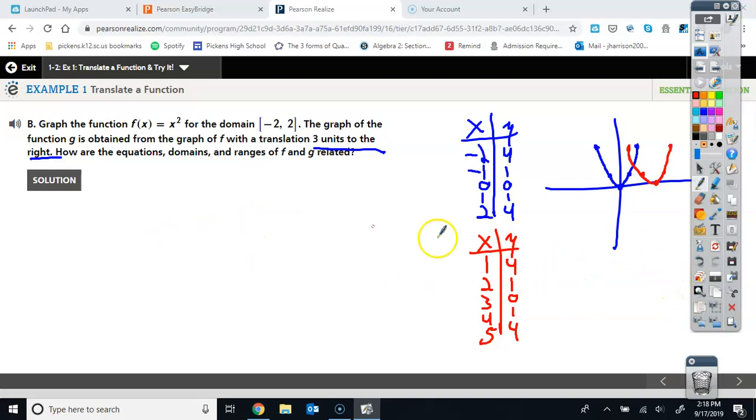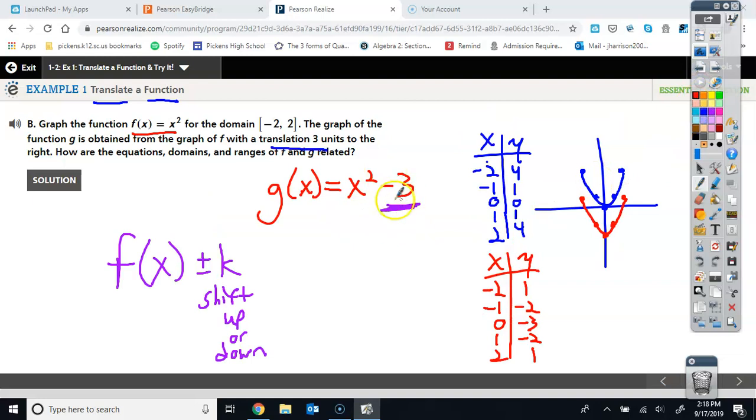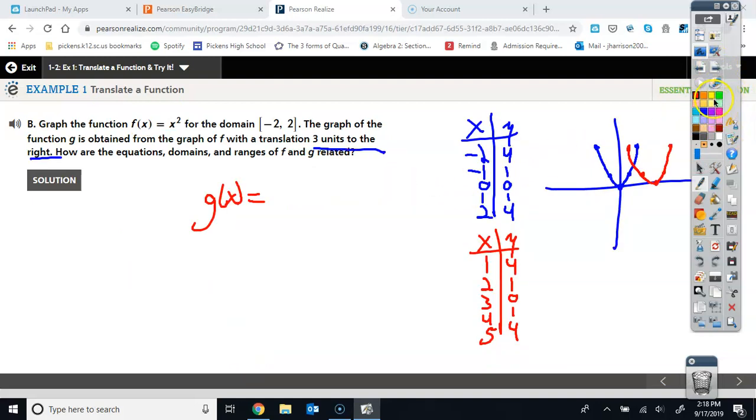The actual equation is a lot trickier on this one than it is with the vertical translation, where all you had to do was add or subtract a number to all the values, meaning add or subtract to the whole function. We are now looking at adding 3 to all the x's, but that's not what it looks like when you actually write the function. What it really looks like is x minus 3 squared.